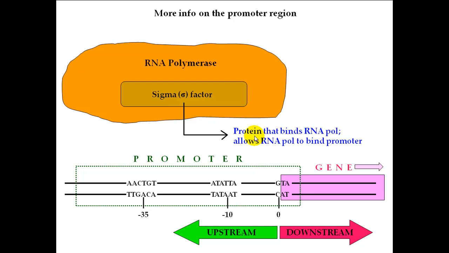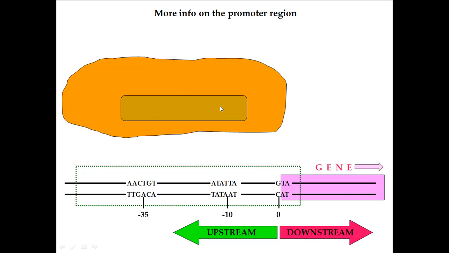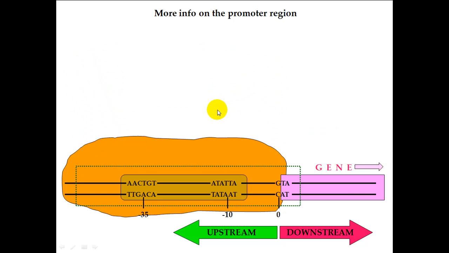Right, so again, the sigma factor is a protein that binds to RNA polymerase. After it does so, it then allows that RNA polymerase to bind to the promoter. So after RNA polymerase has gotten together with its friend, the sigma factor, those two as buddies can then bind to the promoter region.